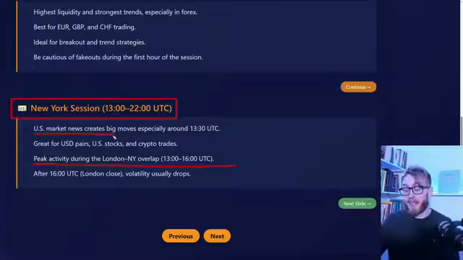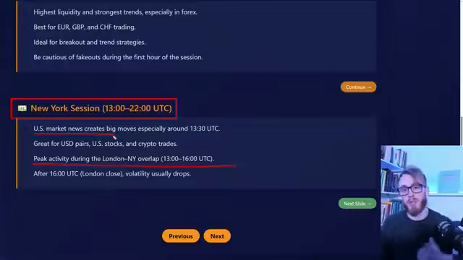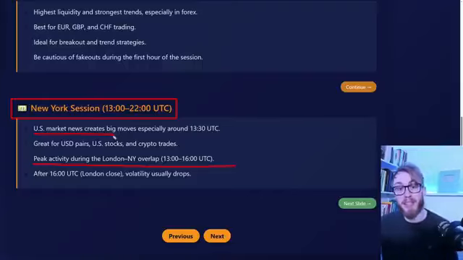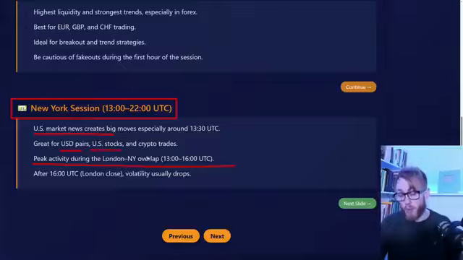News about things like, especially recently, the trade war between the US and China can create massive volatility spikes. You also have news about interest rates and so on that can create massive opportunities to make money, but if you're not careful, they can be very risky times as well. This session is basically great for USD pairs, US stocks and crypto. It's a very action-filled session. But after 16, when London closes, the volatility tends to drop a bit.